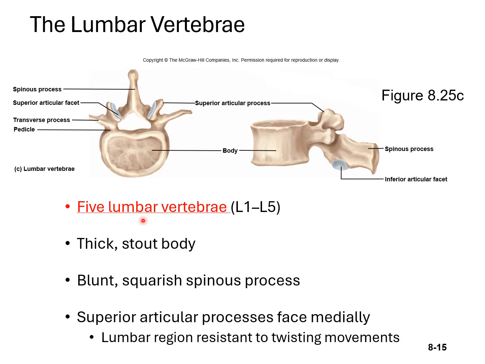Finally, the 5 lumbar vertebrae, you can always tell them apart. The spinous process is pointing straight back, and it has a very large vertebral body.